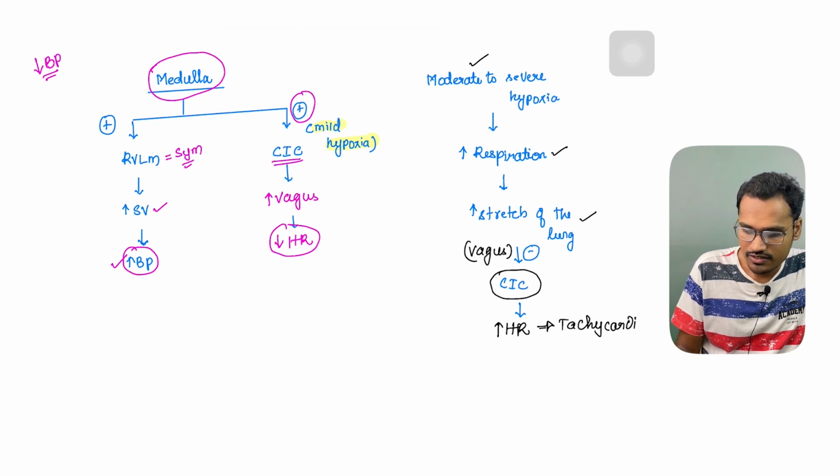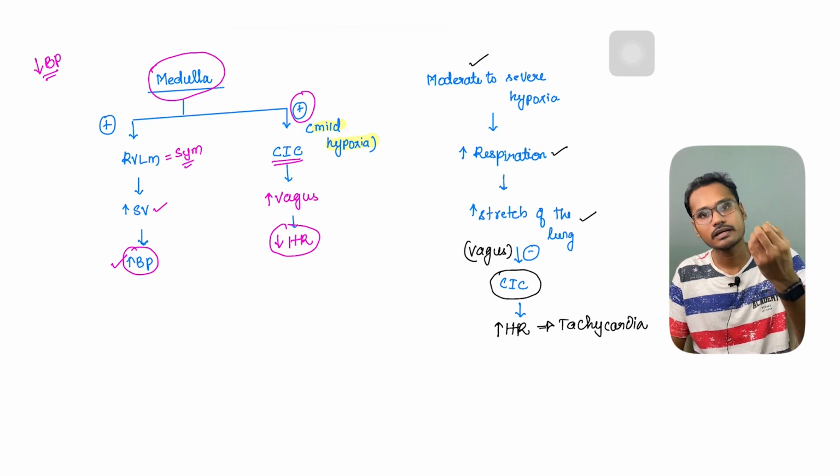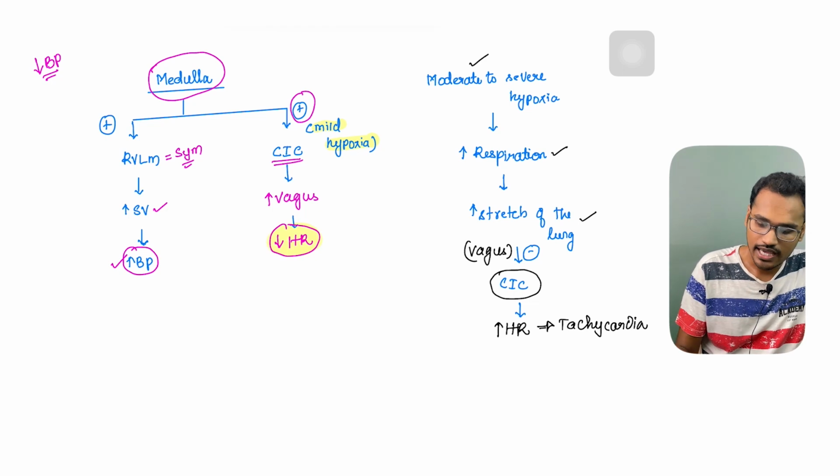So as you can understand from this, in case of mild hypoxia, there is a not-so-expected reaction happening. There is a decrease in heart rate. But when you talk about the action, this decrease in heart rate is also called the direct action. Why is it called direct action?